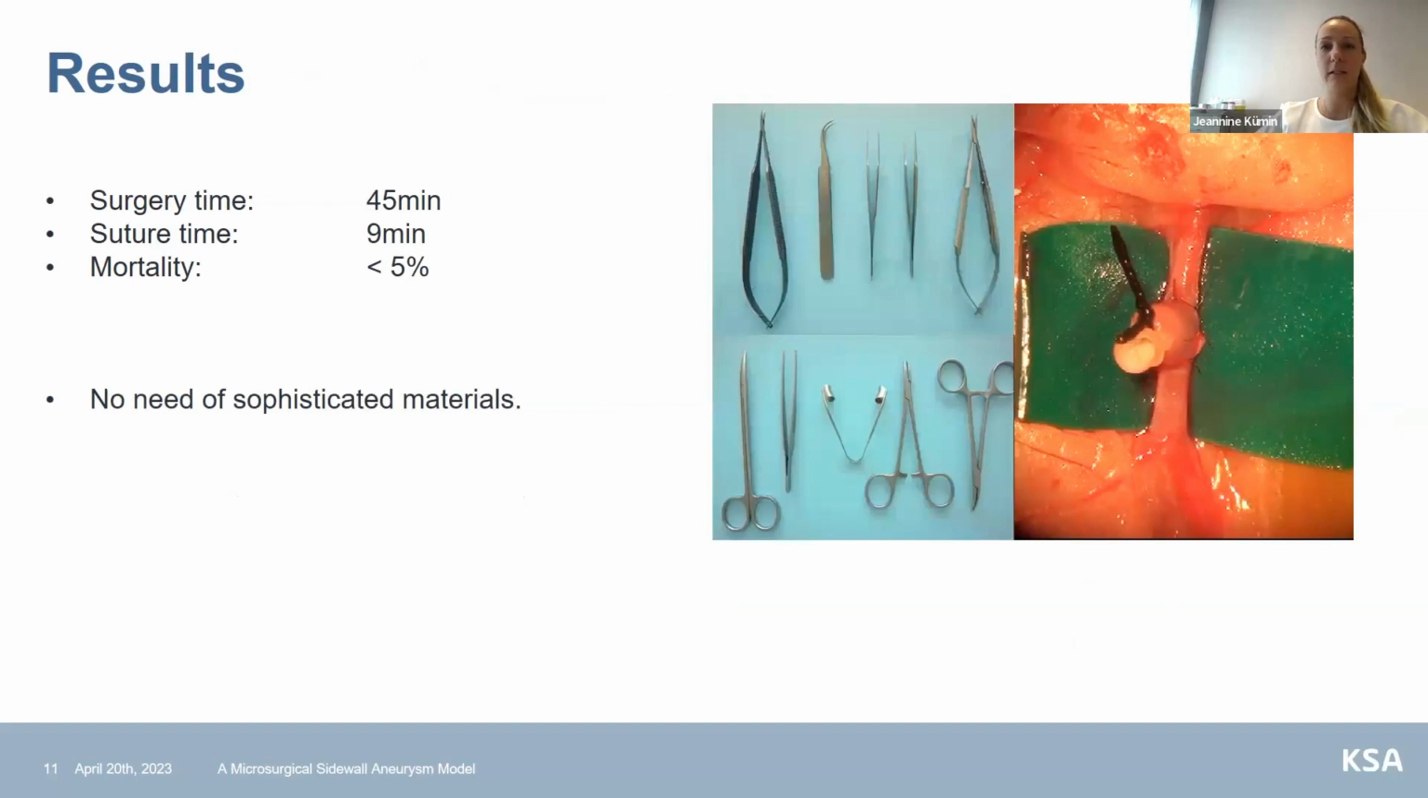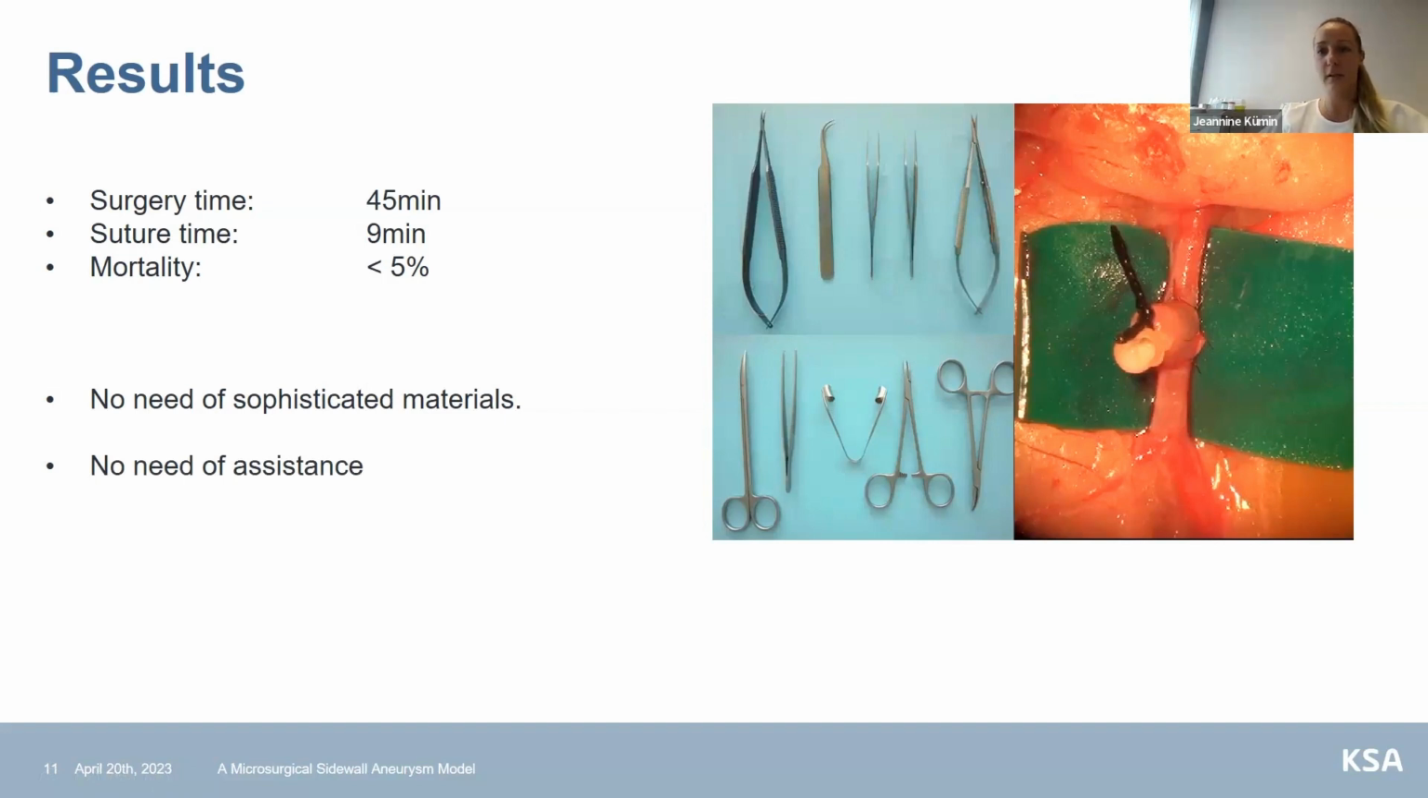As you have probably seen when you've watched some of our videos, there's no need of sophisticated materials. So all the instruments you see on these 2 pictures are enough. And if you are more limited, you even don't need the microneedle holder or the micro forceps, which is curved here on the top left. So it's really without any sophisticated materials.